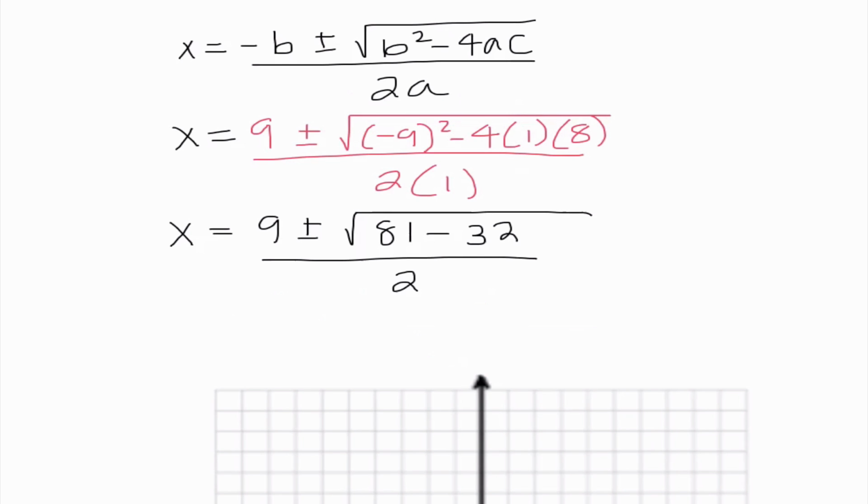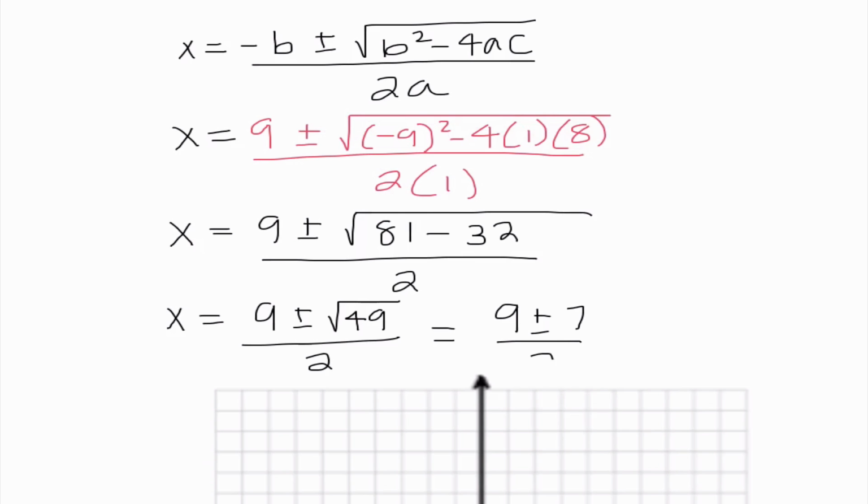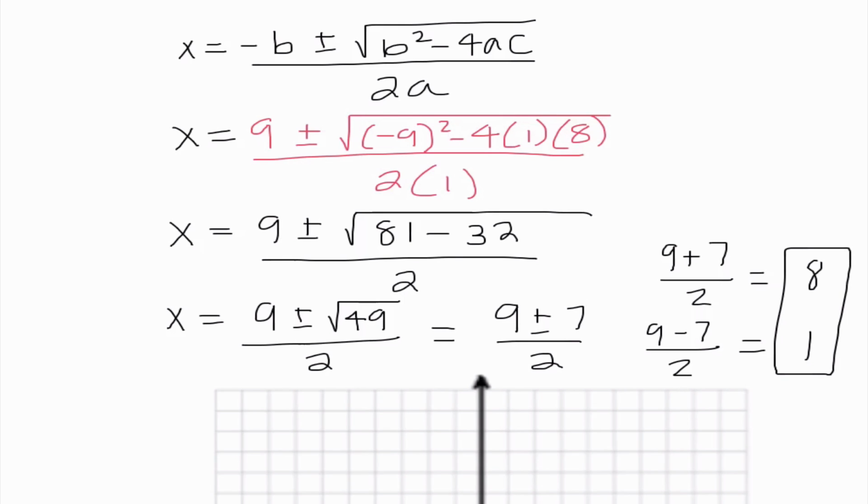So I get 9 plus or minus the square root of 81 minus 32 over 2, which becomes 9 plus or minus the square root of 49 over 2, or 9 plus or minus 7 over 2. Now, I know this is not my final answer because we can simplify this further. I have to do 9 plus 7 divided by 2, and I also need to do 9 minus 7 divided by 2. So I end up getting 8, and I end up getting 1. These are our two answers.